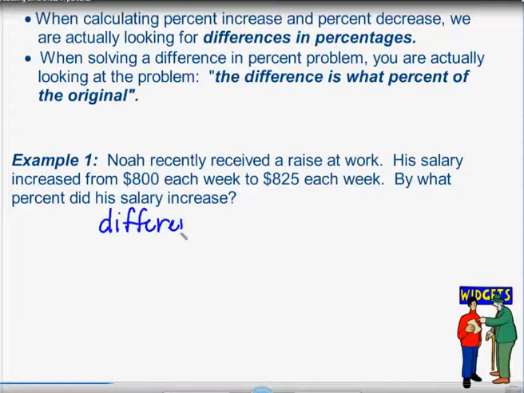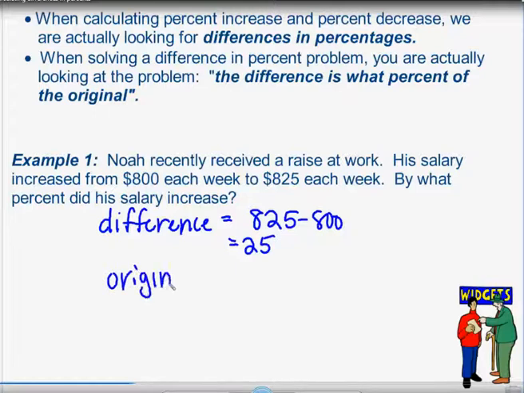So to start, we'll find the difference between the two amounts by taking $825 and subtracting $800. That'll give us a difference of $25. The original amount that Noah started with was the $800. So now we're really asking 25 is what percent of 800?